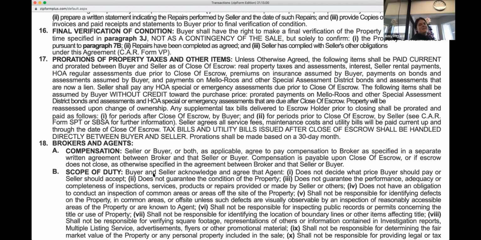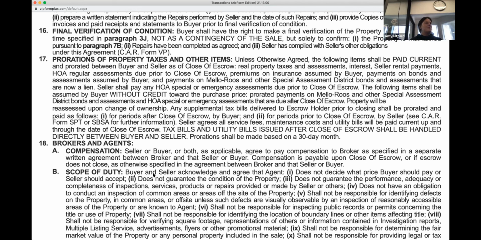Final verification of condition. The buyer shall have the right to make a final verification of property condition within the time specified in paragraph 3J, not as a contingency of the sale, but solely to confirm that the property is maintained pursuant to paragraph 7B, repairs have been completed as agreed, and seller has complied with the seller's obligations under this agreement. You can't stop the sale of the property if those items aren't done.